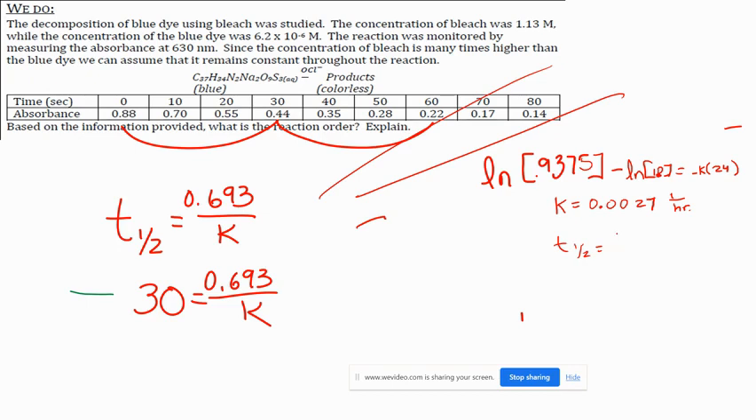That's going to equal 0.693 over our K value, which we just calculated, 0.0027. So our half-life will end up being 258 hours. Yep, because they're talking about half-life, okay? So if they're talking about half-life in AP Chem, that has to be a first-order reaction.